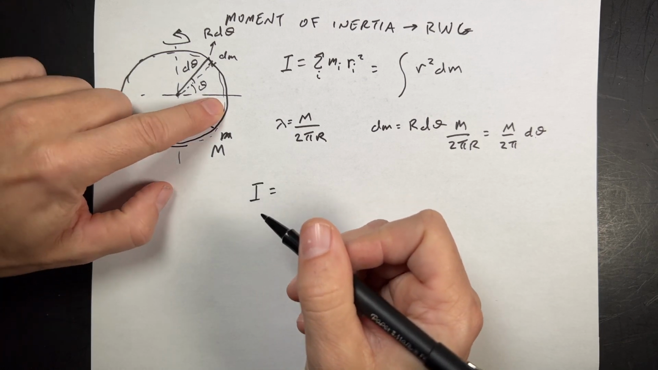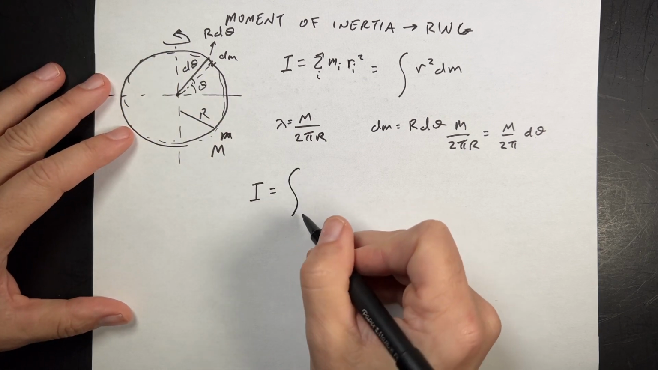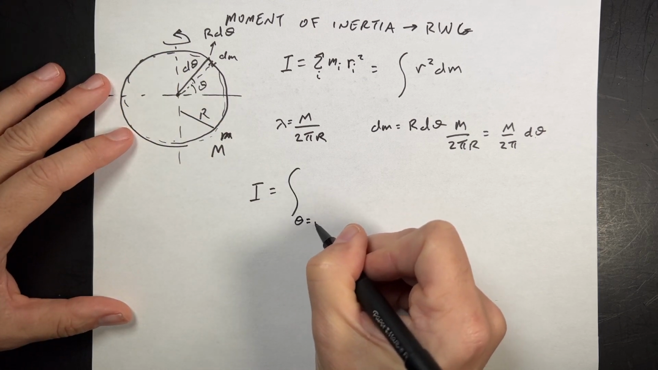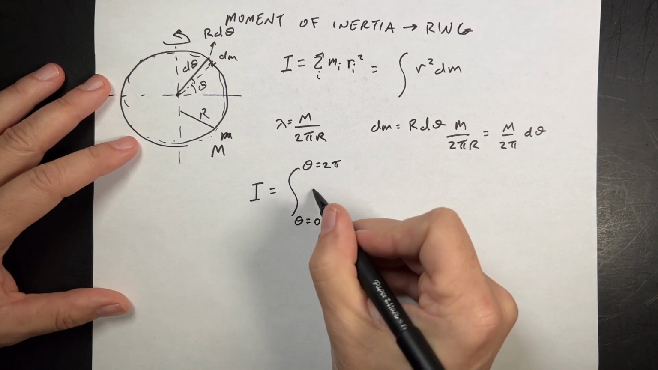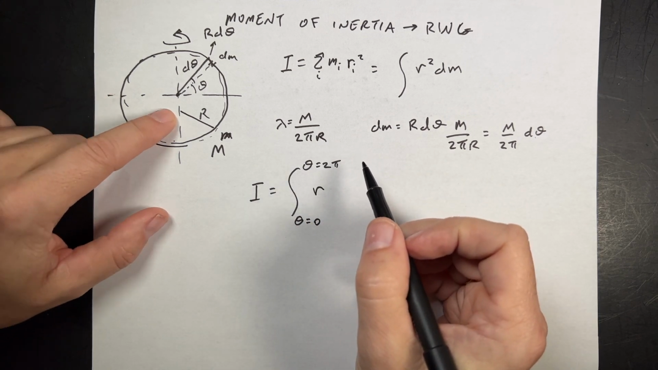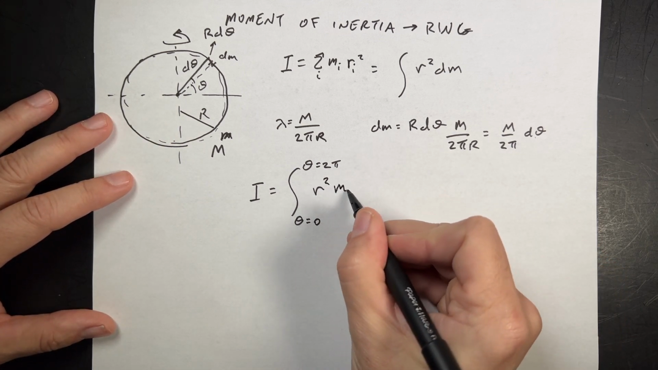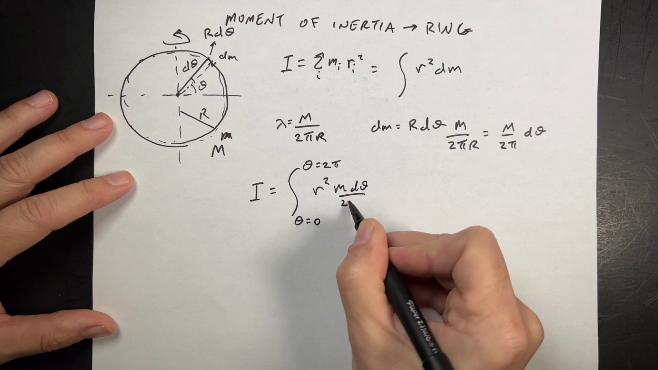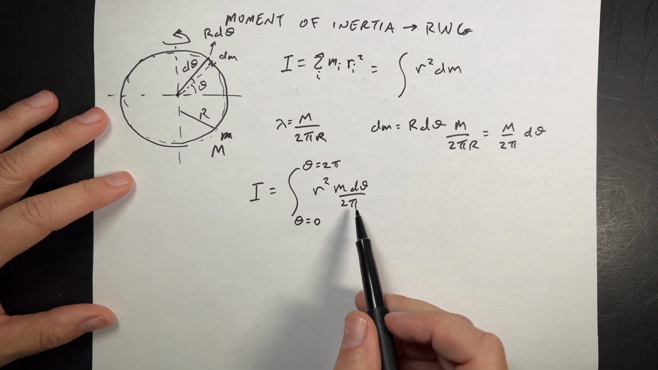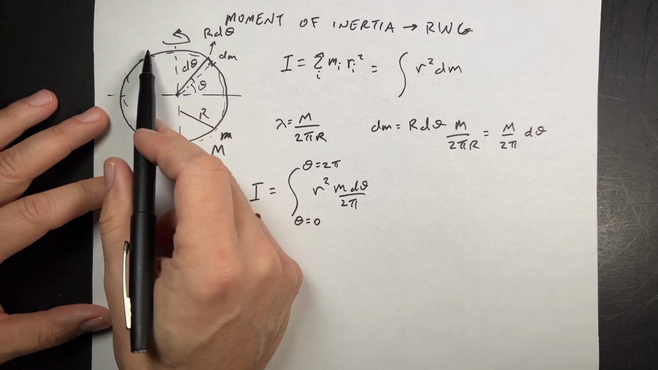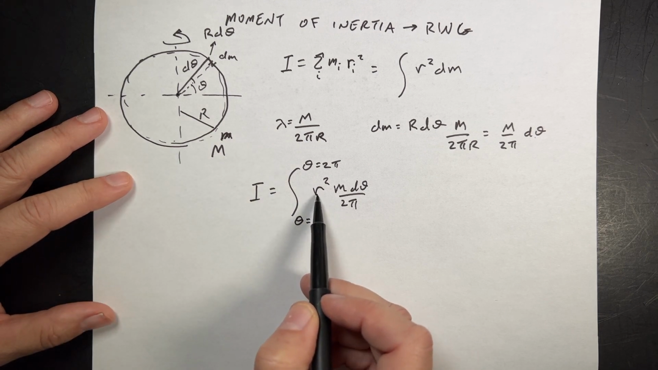I'm going to add up all these pieces going all around the circle. So I'm going to integrate over theta, from theta equals 0 to theta equals 2 pi. That's going to be equal to r, which I'm going to use as the distance to each piece, squared, times dm, which is M d theta over 2 pi. So M over 2 pi is constant. And as I move around here, what's my expression for the distance from this axis, which is coming out of the page? It's just r. They're all the same.